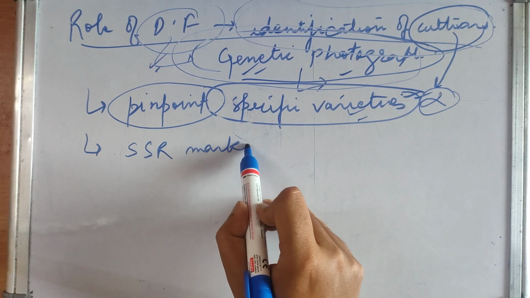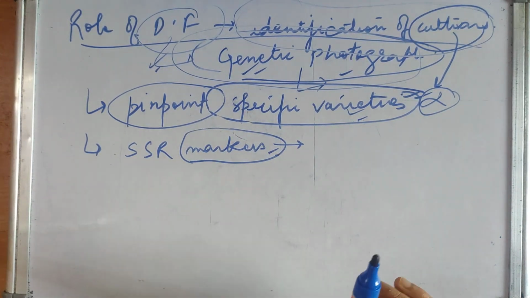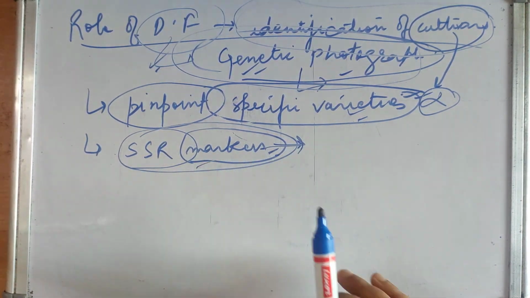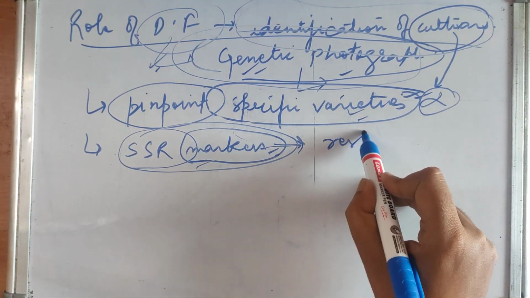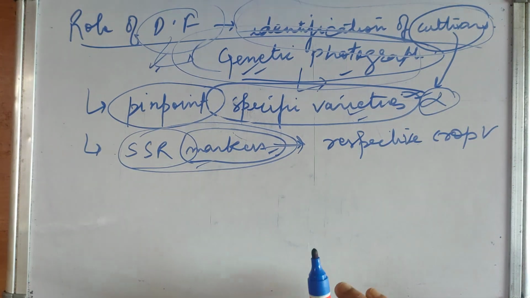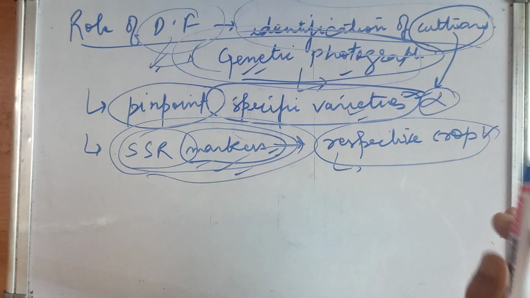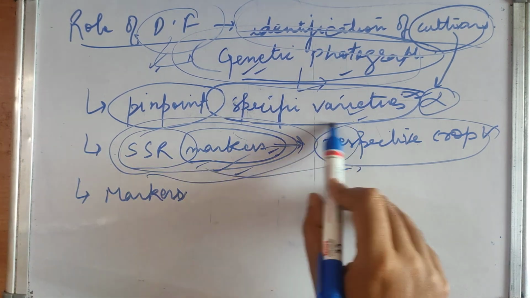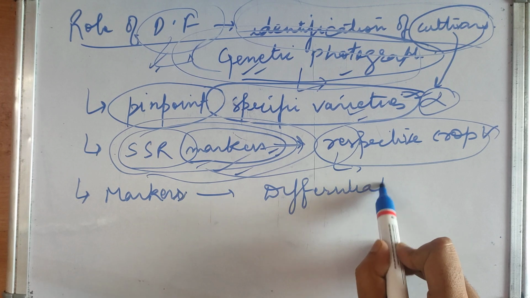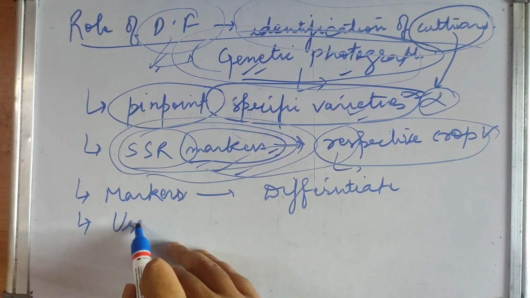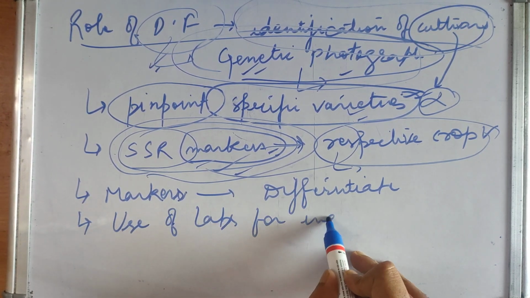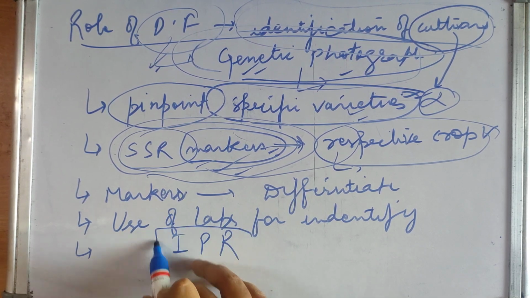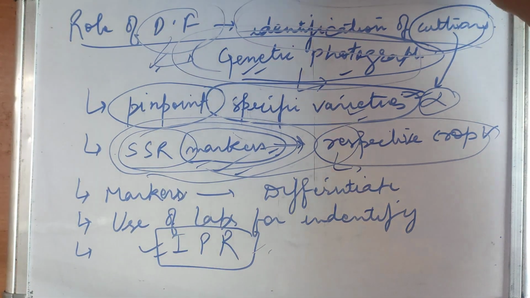SSR markers. I have taught marker-based technology and marker-assisted selection in detail in previous lectures, so you must see them to know what markers are. SSR markers are developed in respective crops. We can develop SSR markers in respective crop varieties which we are going to release in future. Markers are different for all varieties, hence they can differentiate all released varieties. We need labs for identifying, and it is also useful for identification related to IPR, that is, intellectual property rights. So it can also solve problems related to IPR.